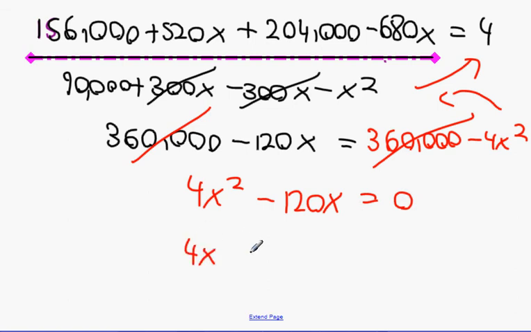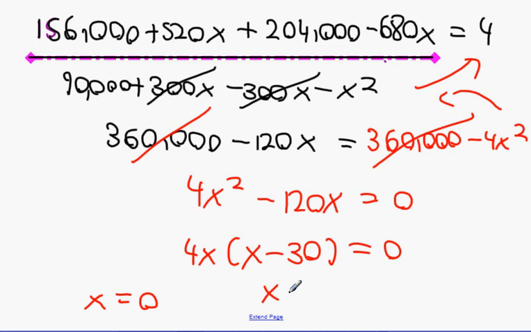Factorize out 4x bracket x minus 30 equals 0. Your answer is either x equals 0 or x equals 30. The answer for this question is the speed of the wind is 30 kilometers per hour.